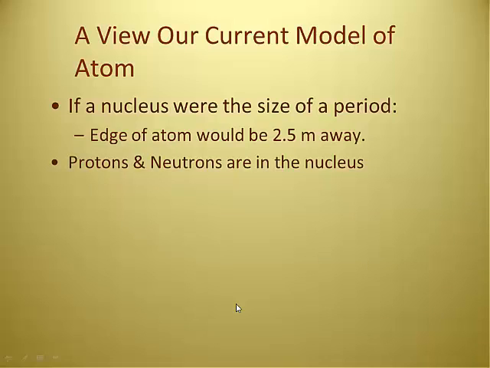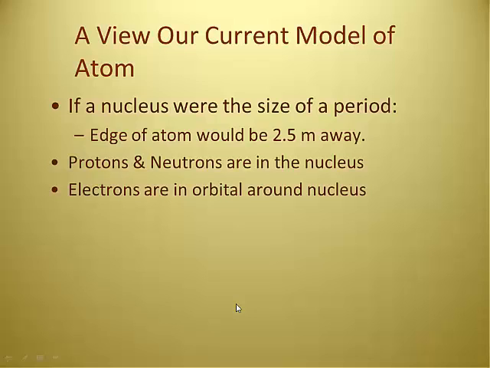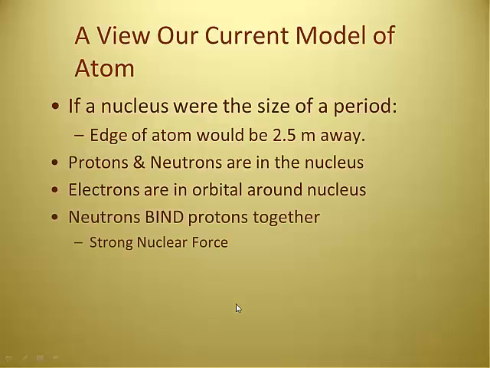Protons and neutrons are in the nucleus. Electrons are in those orbitals. The neutrons bind protons together. There's something called a strong nuclear force. It's kind of the nuclear glue. So the neutrons are holding all those protons to each other, because when you think about it, all those positive charges in the same place would want to repel each other. So the atom should just fly apart. But if you get enough neutrons together with those protons, they glue each other together.